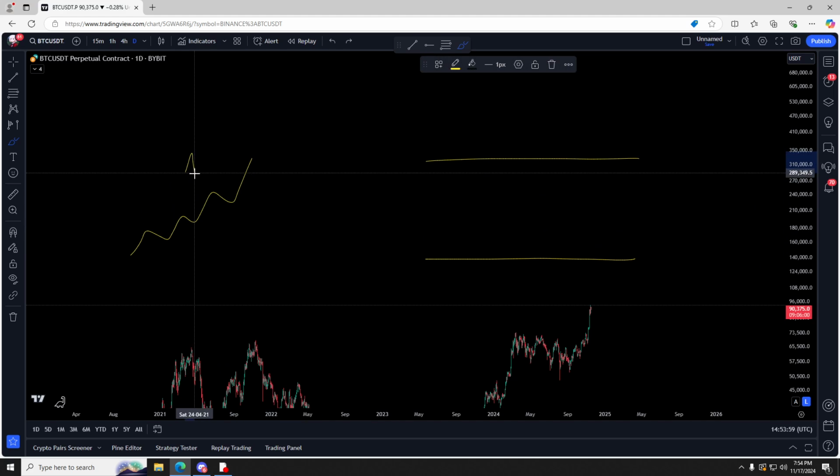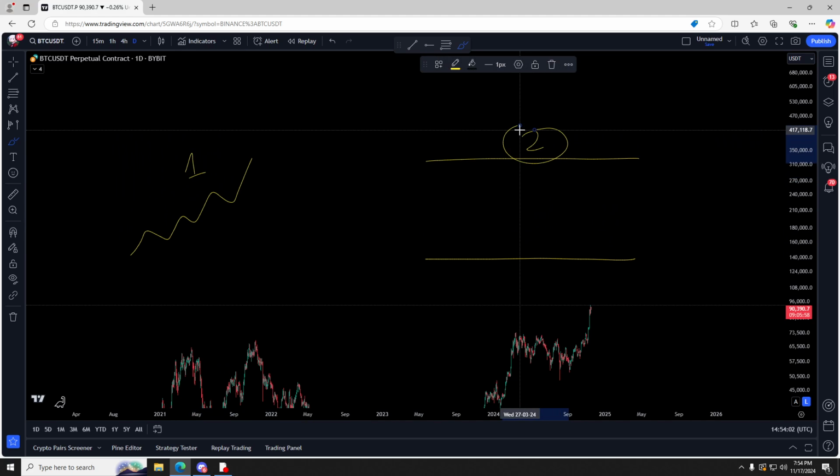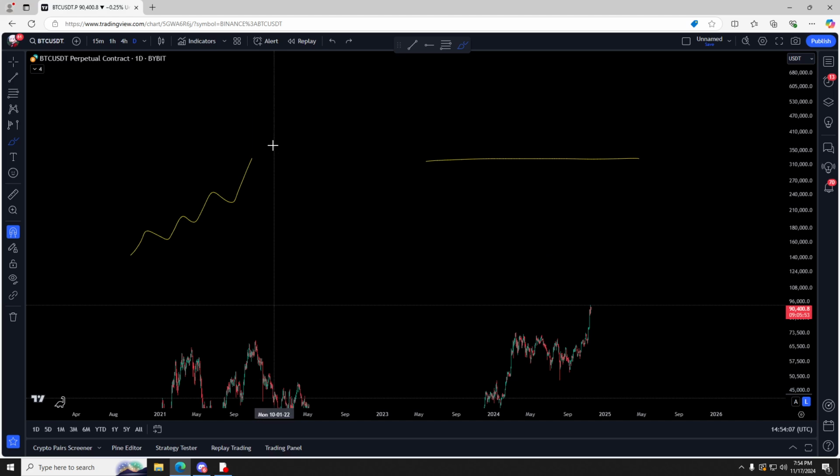So just remember that you have the trend and you have the range. These two are the most common structures occurring in the market, and this is where you take your volume profiles.